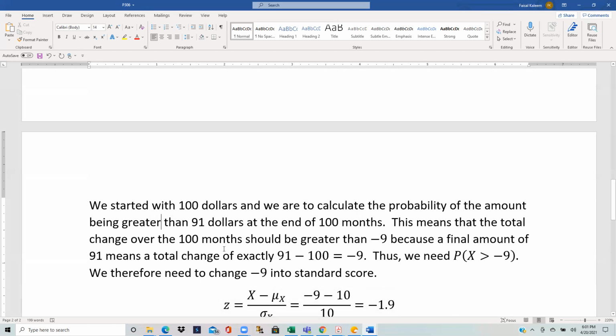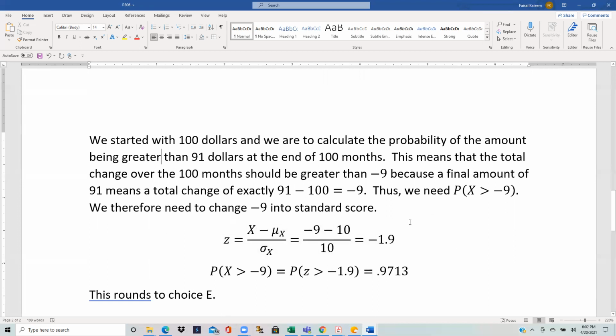This means that the total change over the 100 months should be greater than negative 9, because we want the final amount to be greater than 91. And a final amount of 91 means that the change is 91 minus 100. Remember, 100 was the initial amount. So a final amount of 91 means the change is negative 9. So a final amount greater than 91 means the change has to be greater than negative 9. We are calling that total change x. So we need the probability of x being greater than negative 9.